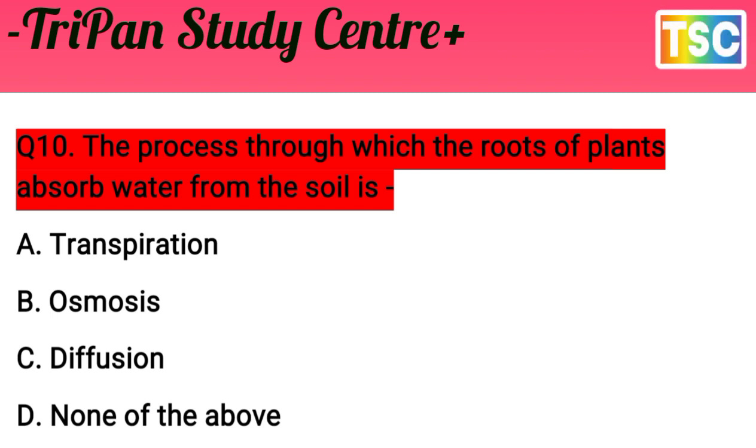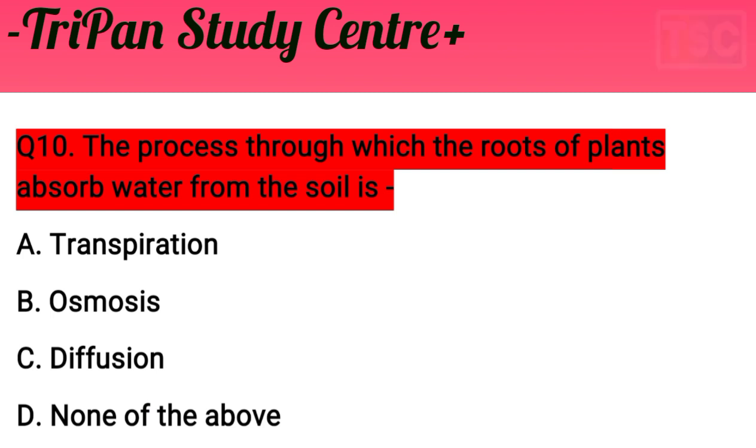Question here. The process through which the roots of plants absorb water from the soil is: A. Transpiration, B. Osmosis, C. Diffusion, D. None of the above.